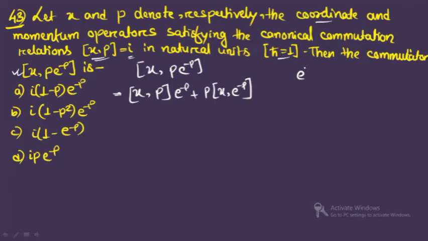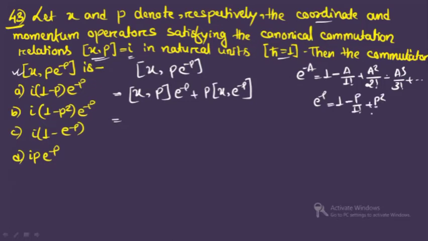All right, we know e to the power minus a equals 1 minus a by factorial 1 plus a square by factorial 2 minus a cube by factorial 3 plus, and so on, meaning all the odd terms will be negative. So if you do the same thing for e to the power minus P, you will have 1 minus P by factorial 1 plus P square by factorial 2 minus P cube by factorial 3 plus, and it will go on. So if you see, this term is what?